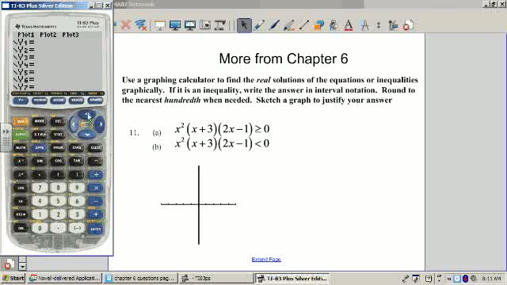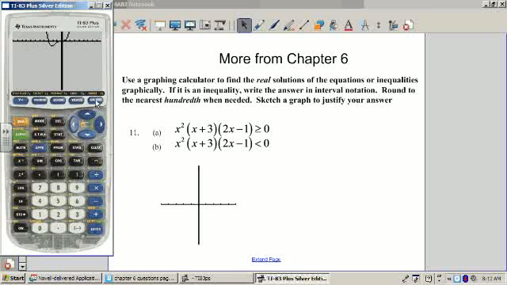Now I'm going to put x squared times x plus 3 times. I always like to put a times between my parentheses. It makes me feel better since I used to have a lot of trouble when I was using 89s. They didn't seem to want to work out right if I didn't use the times sign in between. So I've got x squared times x plus 3 times 2x minus 1. I'm going to graph that one.